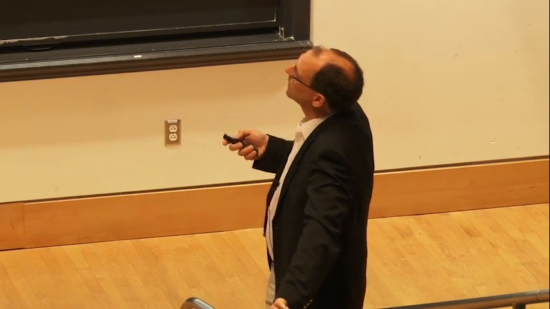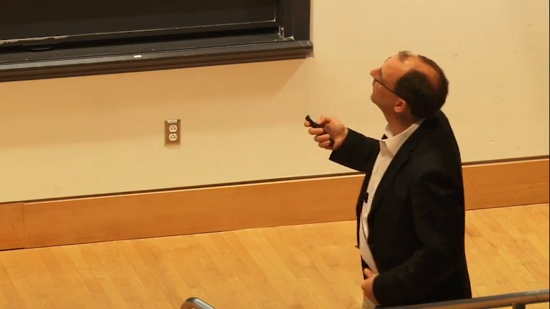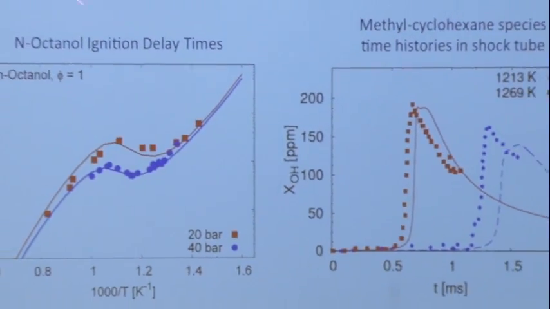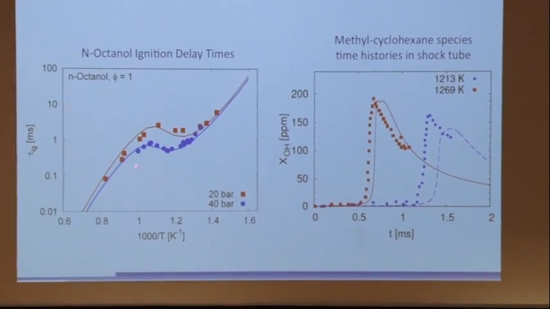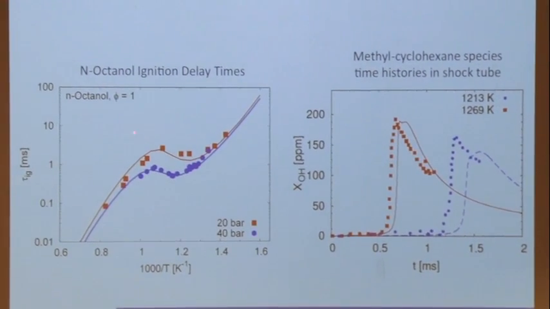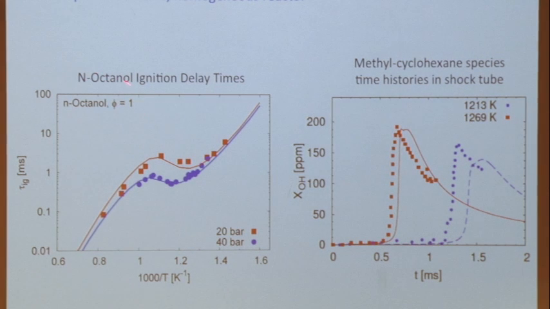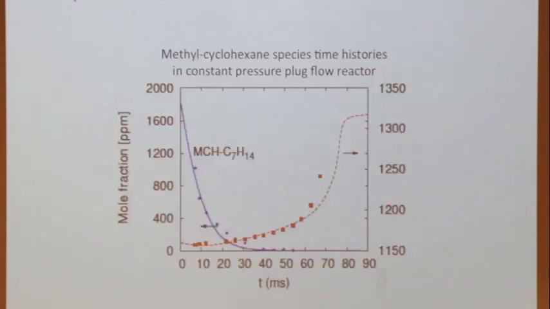Okay, so I just want to show you here a few examples. This is a homogeneous reactor at constant volume. This would correspond to a shock tube experiment. You see here simulations for n-octanol. This is a recent paper that we've written on a mechanism for n-octanol. And then also these are species mass fractions, for example here for methyl cyclohexane as a function of time, also in these shock tubes.